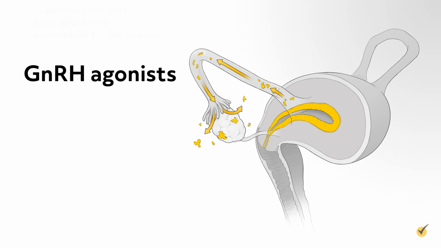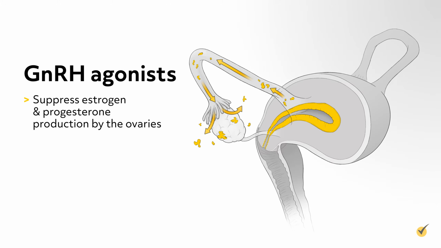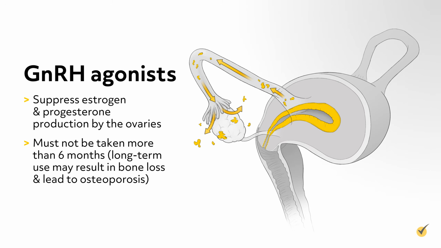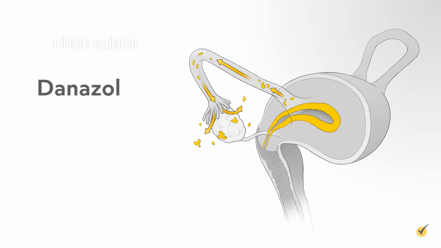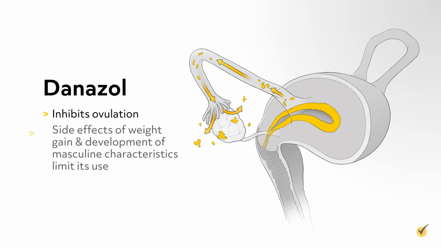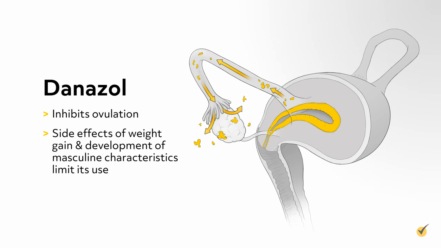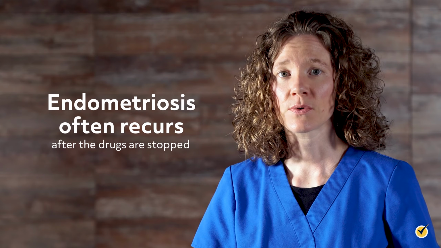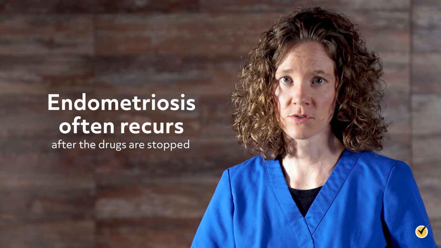GnRH agonists suppress estrogen and progesterone production by the ovaries, but must not be taken more than 6 months because long-term use may result in bone loss and lead to osteoporosis. Danazol inhibits ovulation, however, the side effects of weight gain and development of masculine characteristics limit its use. These drugs may or may not eliminate endometriosis, but even if they do, it often recurs after the drugs are stopped.